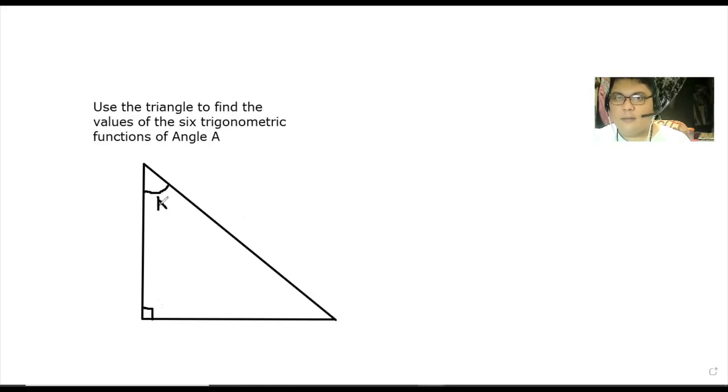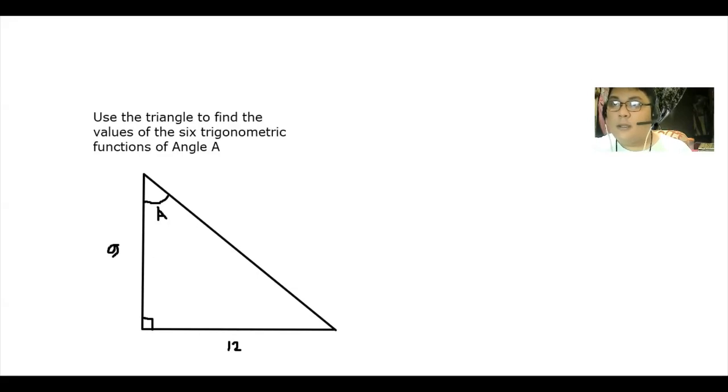Okay. And then we have, of course, yung mga given sides natin na nakita ko dito. You have 9 on this side, and on this side we have 12. 12 siya. Okay, so hindi natin alam kung ano to.